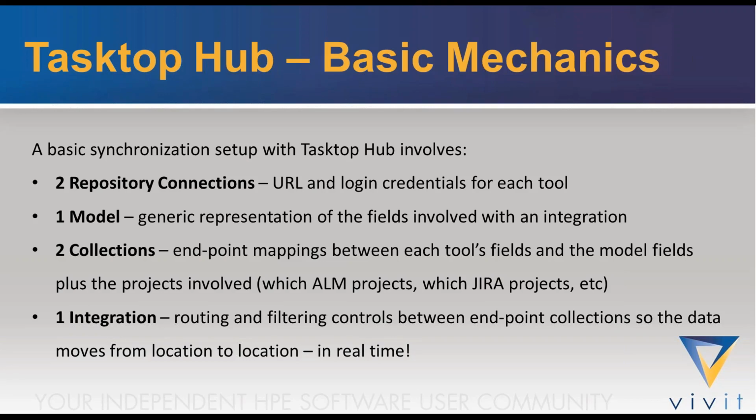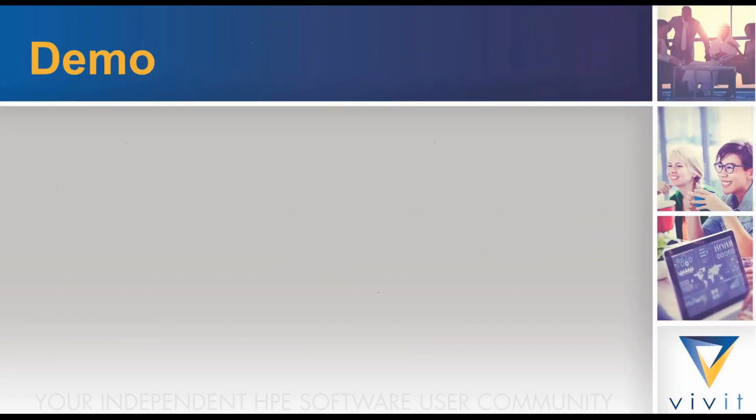And if you have multiple projects, then when you set up your integration between your ALM and your Jira, using your collections, which are pointing through your model, and using your repository, the integration is where you can set up the routing controls. You can say route from this project to this project under these conditions, or based on this field setting, filtering as well. Maybe you don't want all your ALM defects going over to Jira. Maybe you just want certain ones, or only at a certain time, maybe at a certain status. You can set up the filtering, and that's how the integration facilitates all of that moving of the data.